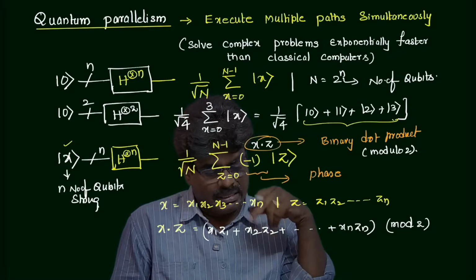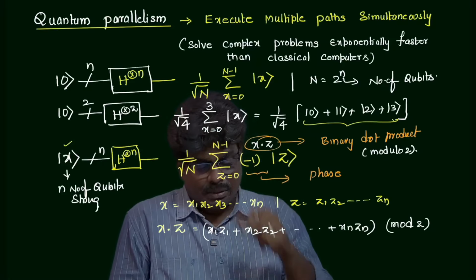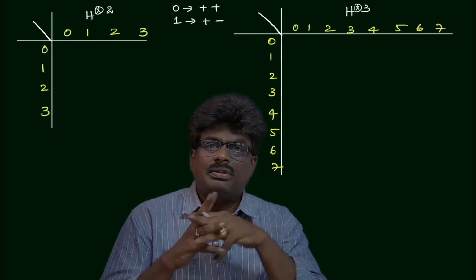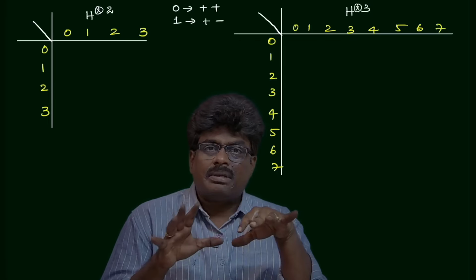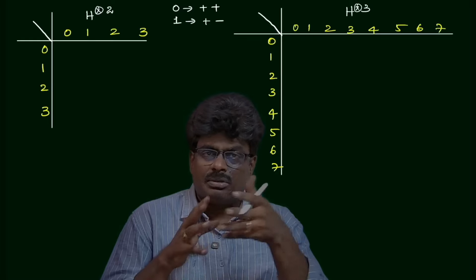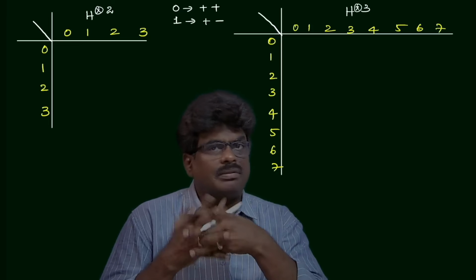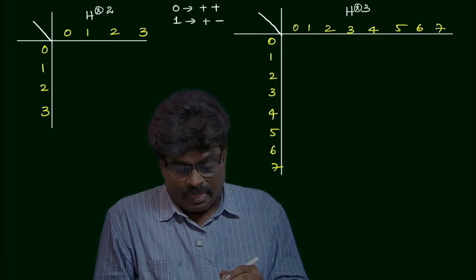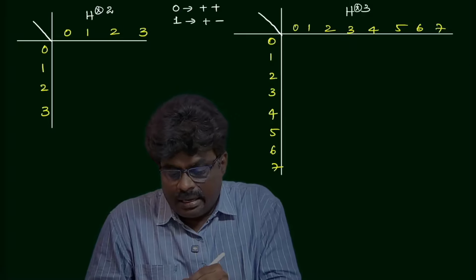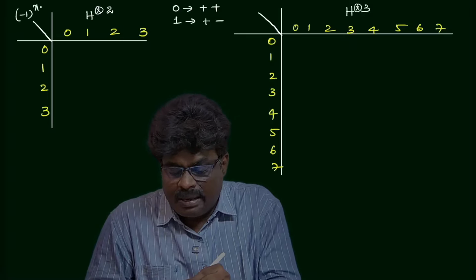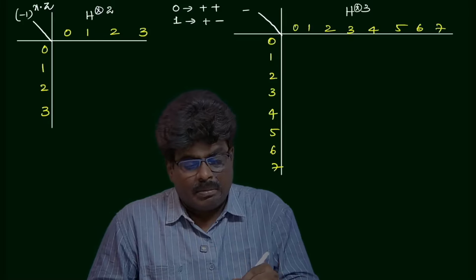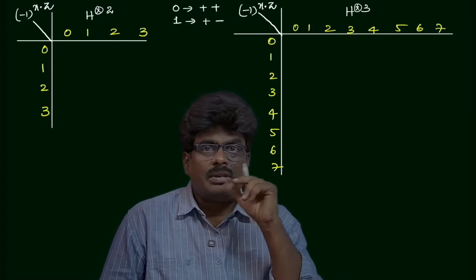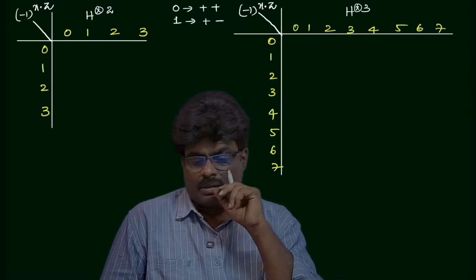Okay, so that is a phase table I'm going to give you. Please listen. This is very useful, and with this table we can understand the algorithms very easily. Let me explain what this is. This is the phase table. I can take (-1) to the power x dot z. With this table you can find whatever phase factor you want.